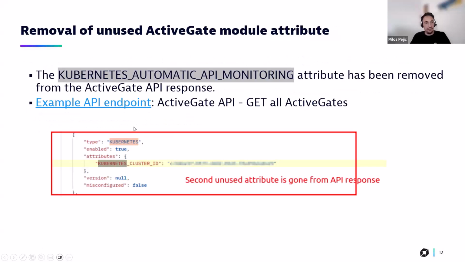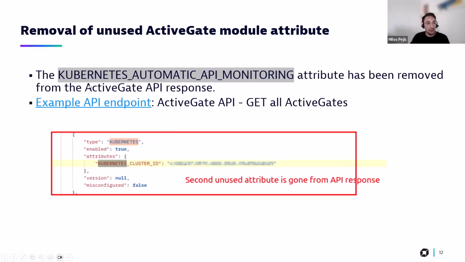What else do we have? ActiveGate. When using the get all ActiveGate endpoint, just an example endpoint, one attribute was removed from the response. Simply, it isn't required anymore. Not used. That's why it was removed, to increase the visibility.